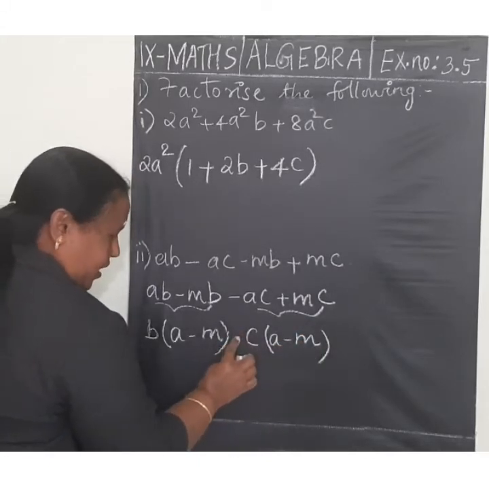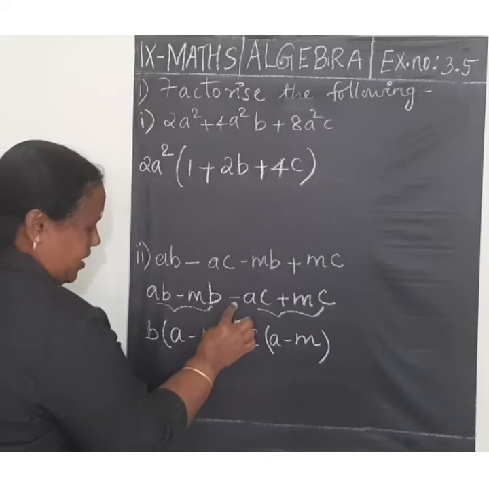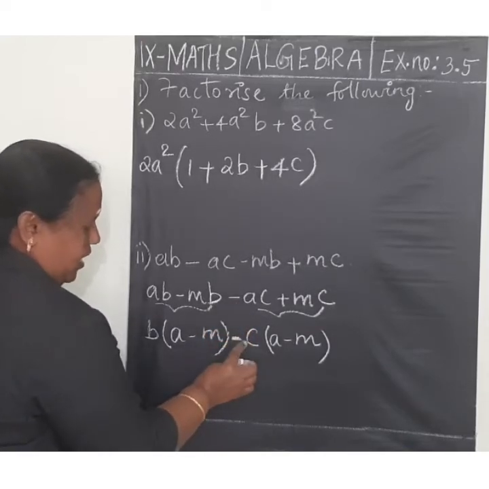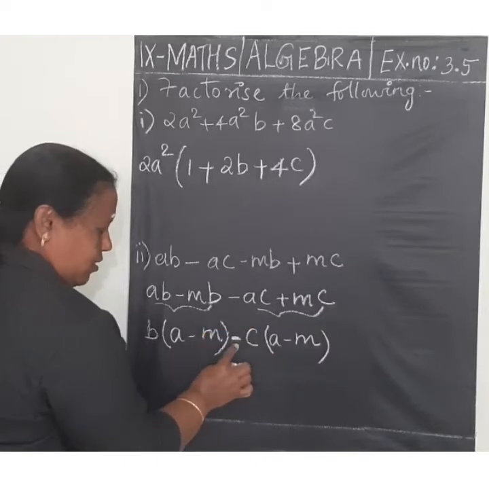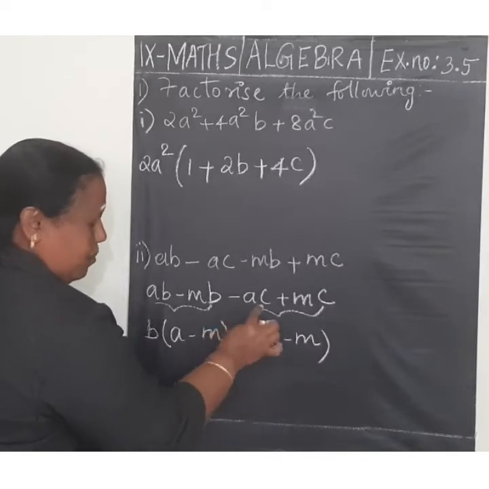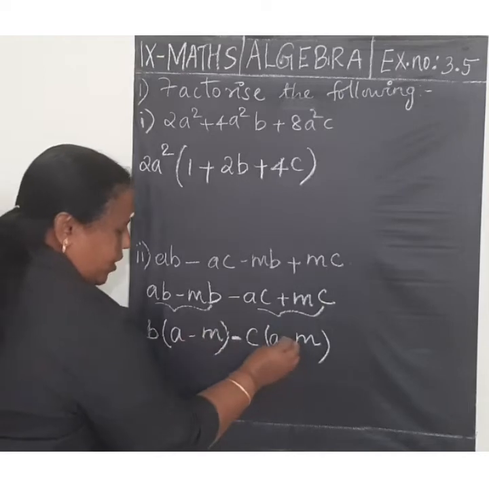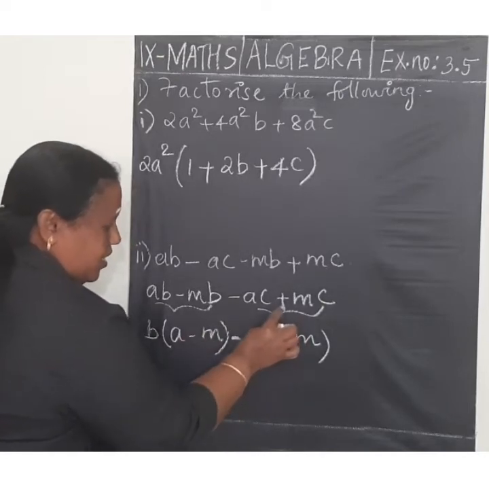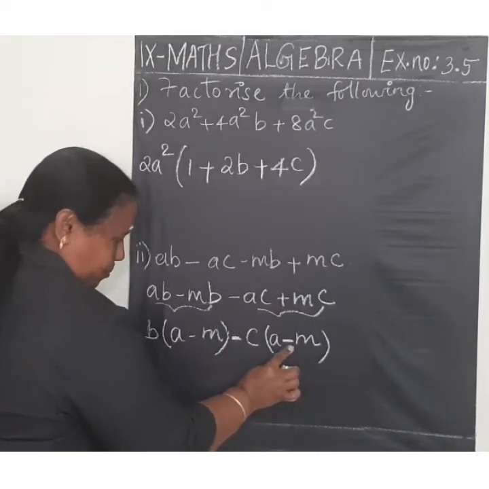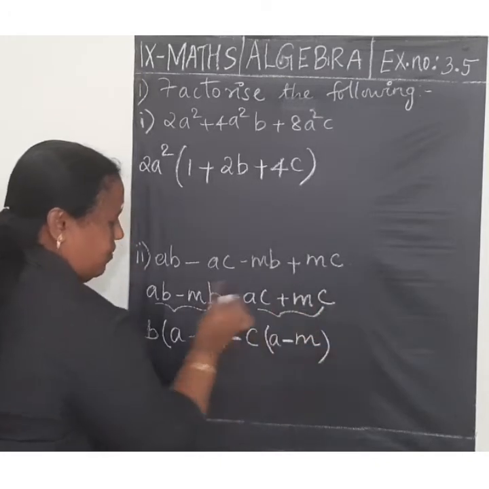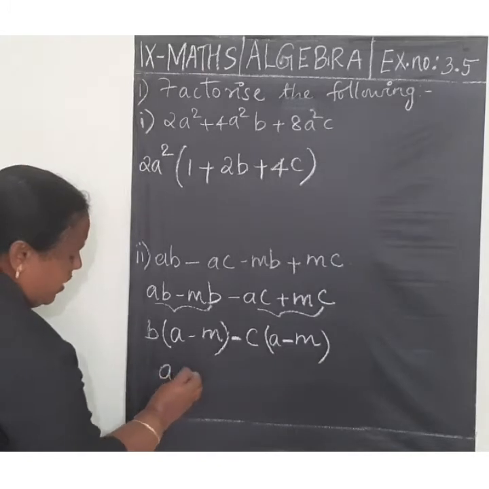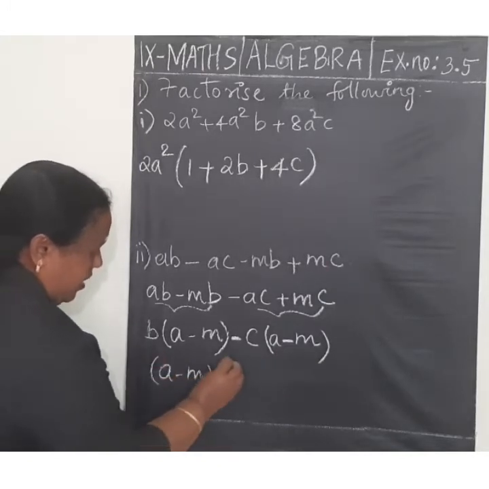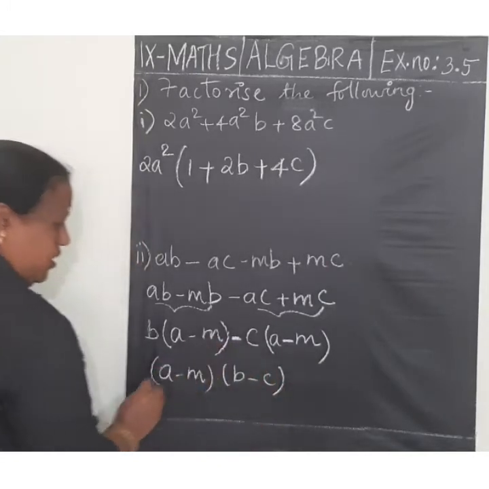So what sign do we put in between? A minus sign is there. If we put the minus sign, then multiplying a into c we get minus ac. Why are we putting minus here? Because here it was plus mc, and minus into minus c into m gives plus mc. Now a minus m is common, so we write it one time: a minus m into b minus c.